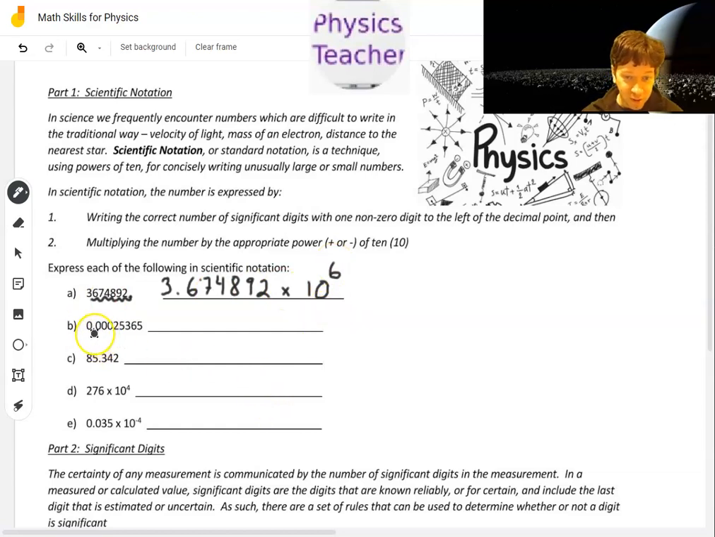For this one, we'd need to move the decimal place over to the right. 1, 2, 3, 4 places. So I'm going to write it as 2, so a non-zero digit, decimal, and then the rest, 5, 3, 6, 5. And since I moved the decimal 4 places to the right, we're going to give this a negative exponent, like this.